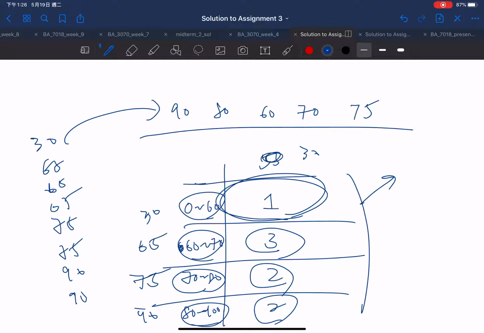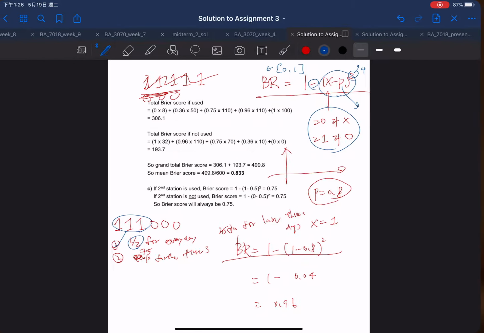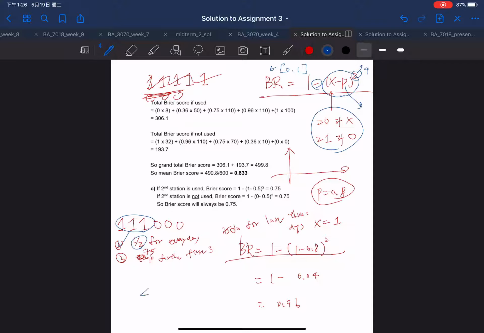Right? And here we basically use the same technique. So, now that I remember, in the first case, we have 40 days. Out of those 40 days, there are 8 cases where the second station was used, right? So there are basically 32 days that the first station was used, and 8 days that the second station was used.